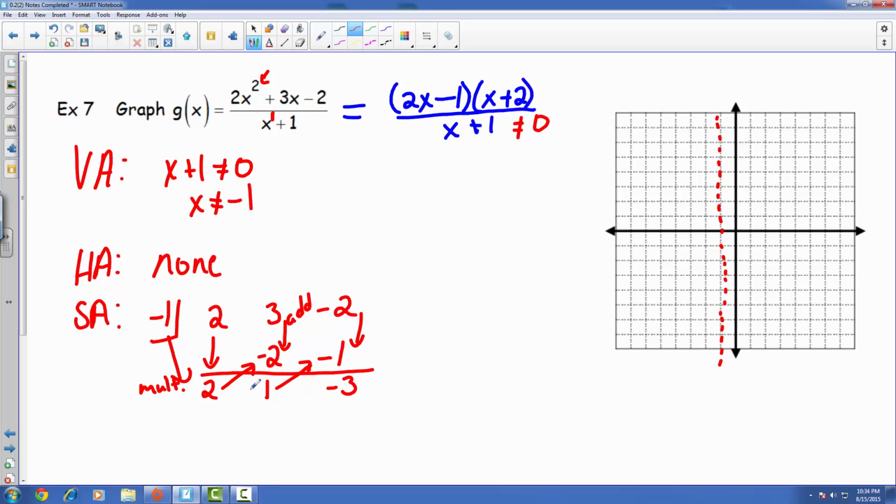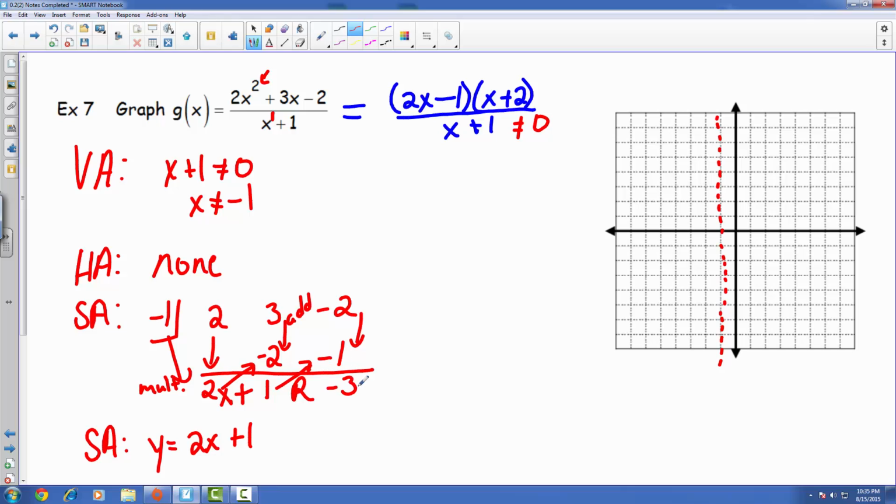Now that we've completed our synthetic division, we are left with 2, 1, and negative 3. When we divided this x squared by x to the 1, we brought things down a notch. So instead of x squared, because we've divided by x, we are left with 2x, plus, since there's not a negative in front of this one, plus 1. And then finally, we have a remainder of negative 3. As a result, our slant asymptote will be the line y is equal to 2x plus 1.